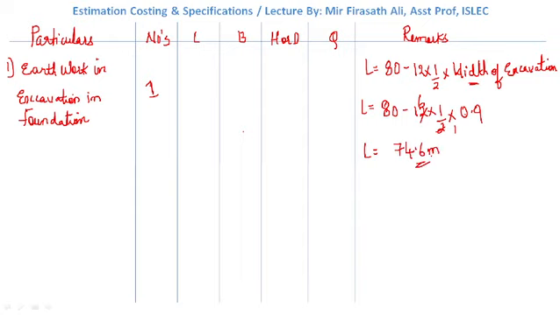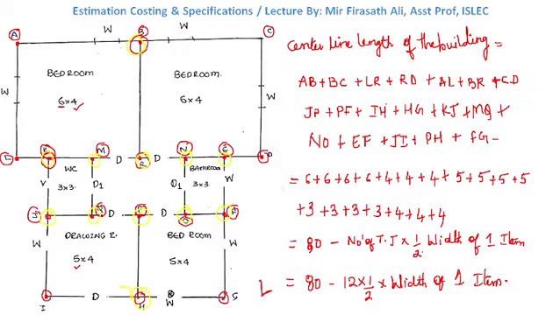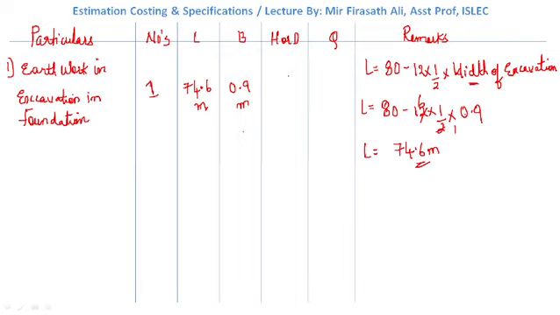74.6 meters. So, this length we will write as 74.6 meters. Breadth we already know is 0.9 meters. What is the height? Look over here, the height of excavation, 40 plus 30 plus 30, this is the depth of excavation. How much is it? 1 meter.